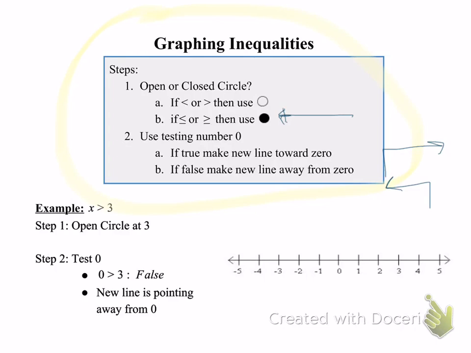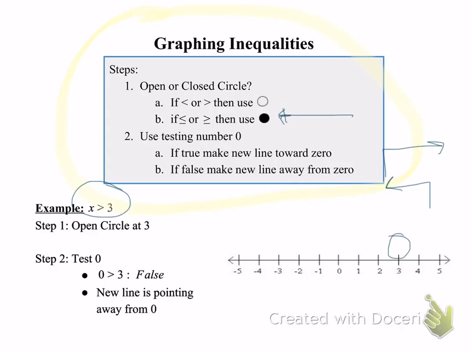So let's go ahead and do number 1, our first example. We have x is greater than 3. Our first step: because it's greater than and it doesn't have that equal to sign, we're going to put an open circle at 3. So that's your first step.